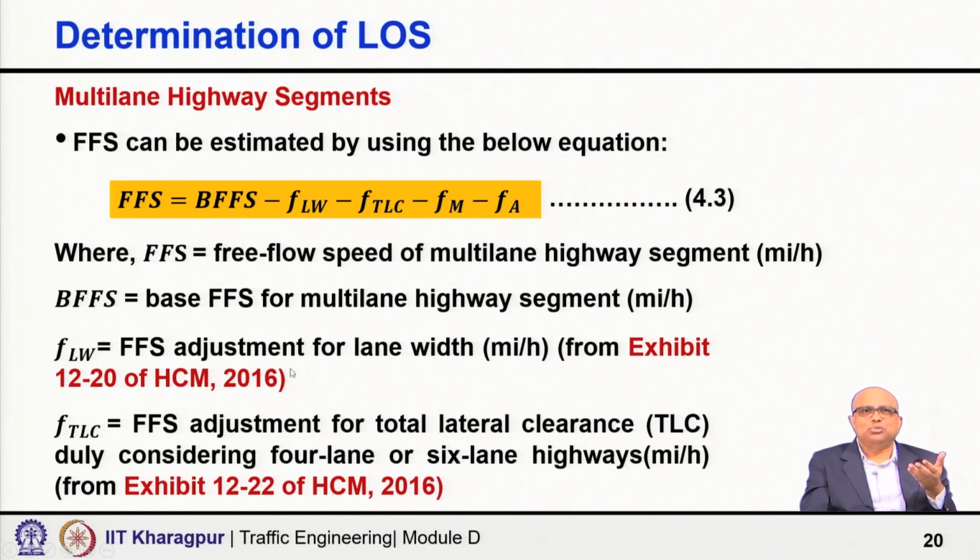Here the corrections are with respect to again lane width, but this can be taken from Exhibit 12-20, HCM 2016. TLC is total lateral clearance, not right side, but total lateral clearance. These corrections may be obtained once you know the available total lateral clearance, and also whether it is a 4 lane highway or a 6 lane highway, because there are separate values for 4 lane and 6 lane, as given in Exhibit 12-22 of the Highway Capacity Manual 2016.